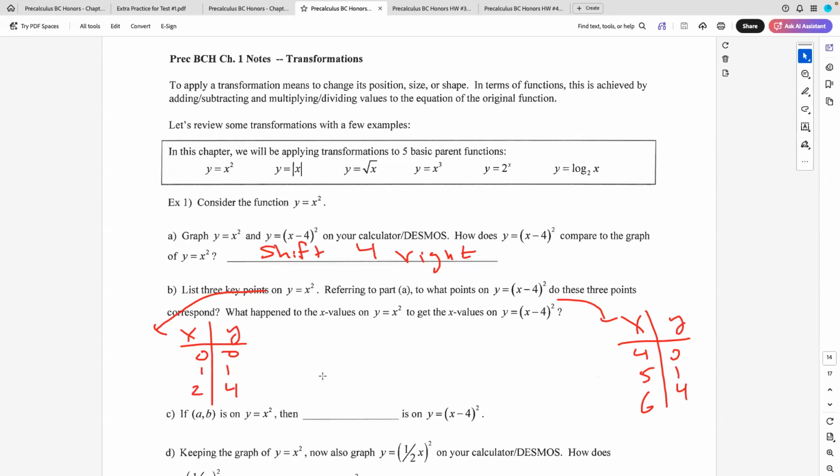So essentially what you're doing is (a plus 4, b). Because essentially you are letting x minus 4 equal each of those three things. And how do you solve for x? You add 4.